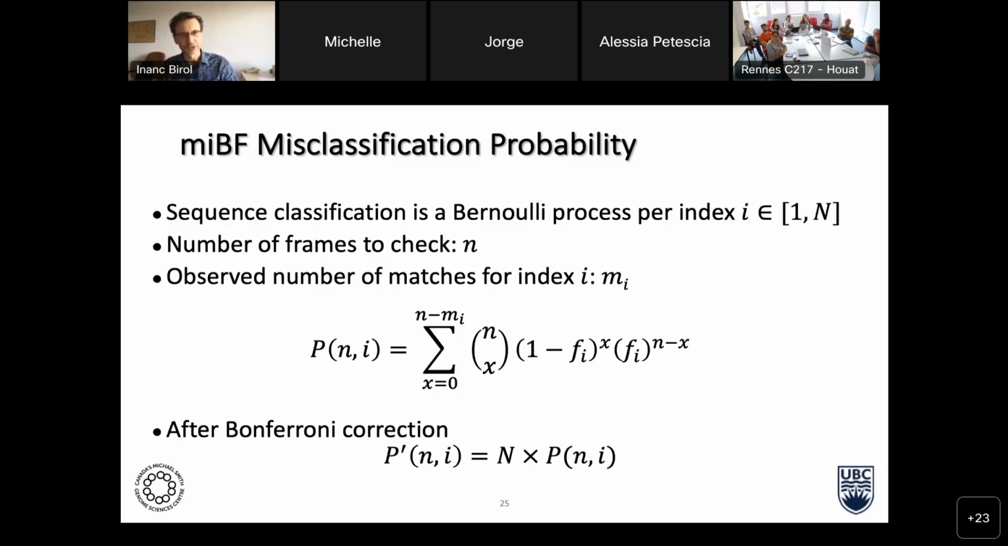and that would be the false positive rate specific to that particular index i out of those sliding window searches. Now, of course, you can argue that we are doing multiple hypothesis testing here, so we correct for that using a simple Bonferroni correction.